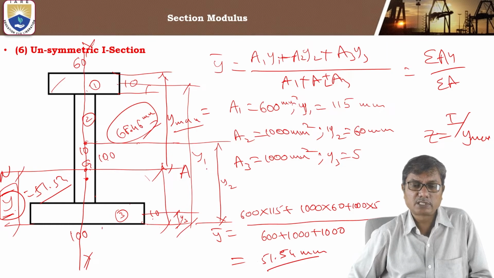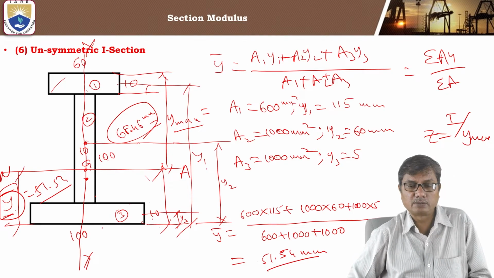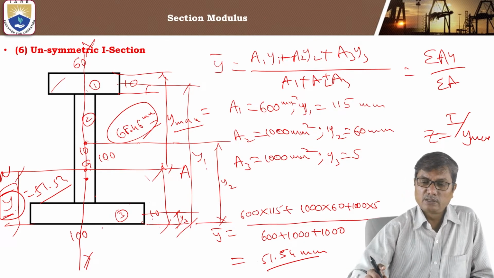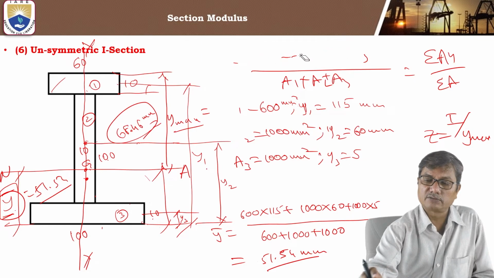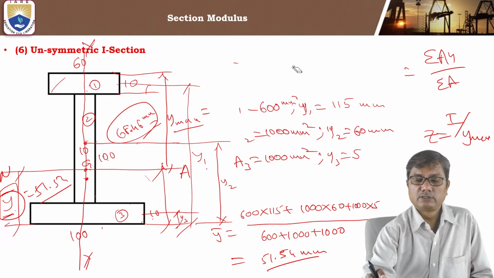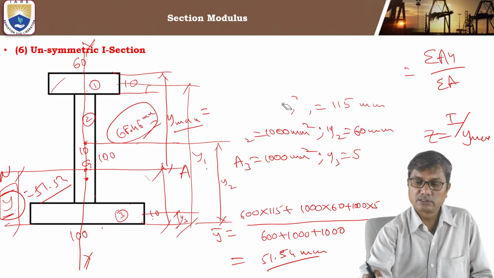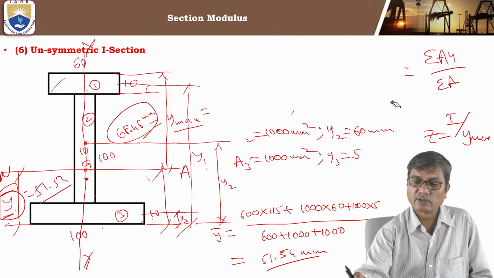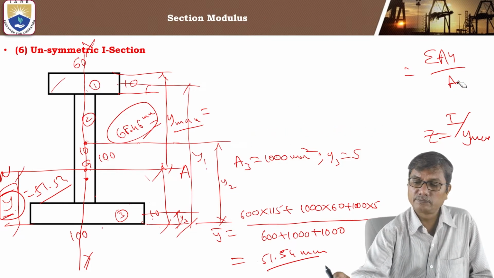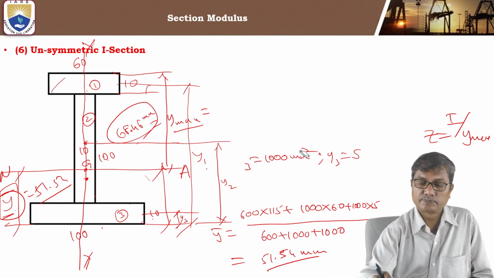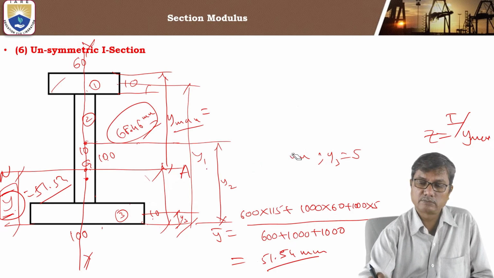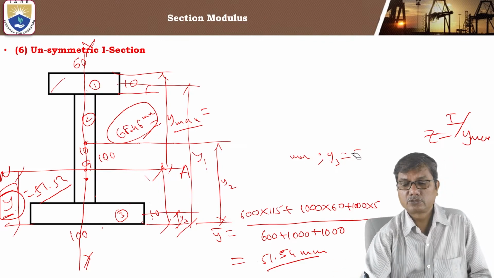So how will you get the moment of inertia? Again by the parallel axis theorem only. By the parallel axis theorem we have to find out the moment of inertia of the given section. For this also we can find out one by one the areas of the top flange, web portion and bottom flange.